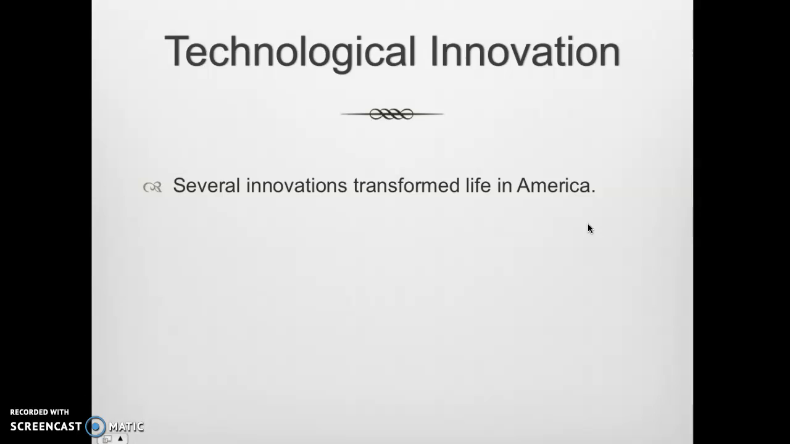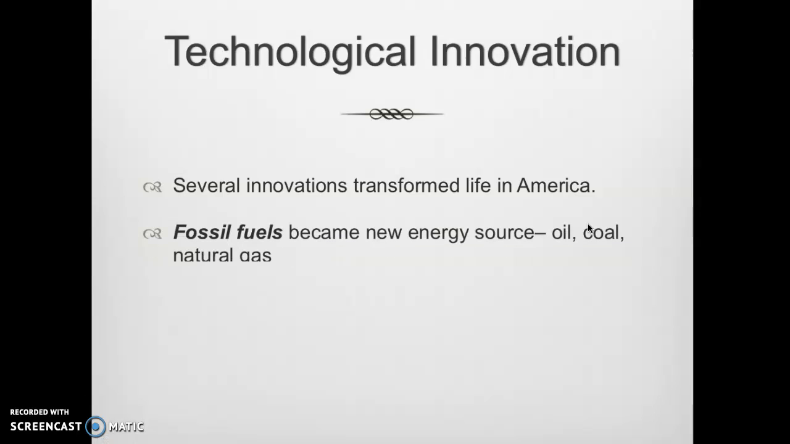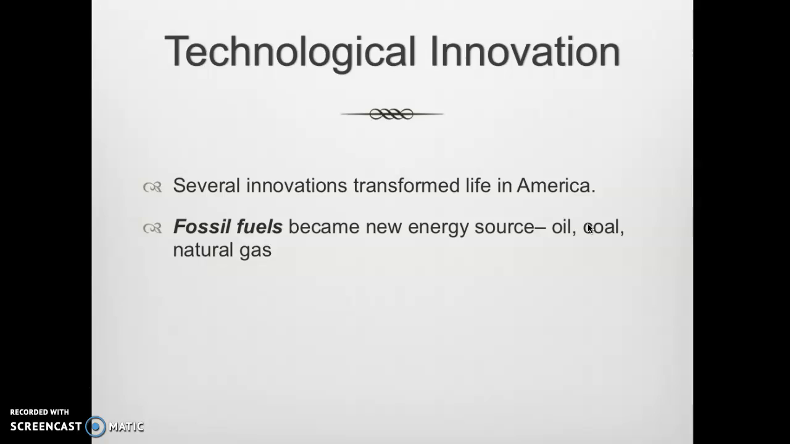Several innovations transformed life in America. One was the discovery of fossil fuels to be used in combustion engines. Fossil fuels come from decomposed carbon-based matter that is extracted from the earth in various ways. And the main ones that we use are oil, coal, and natural gas.